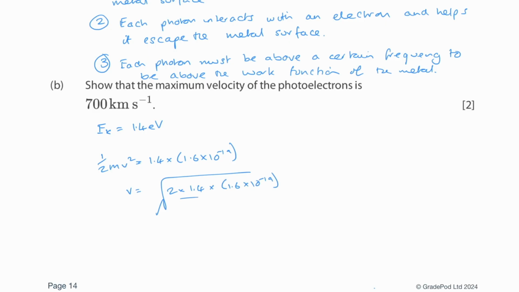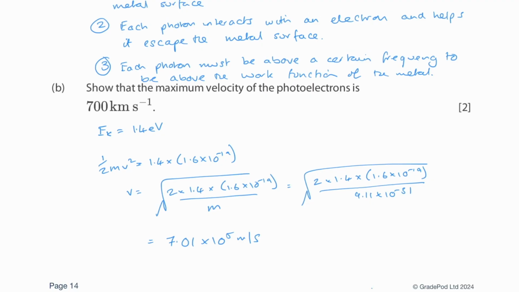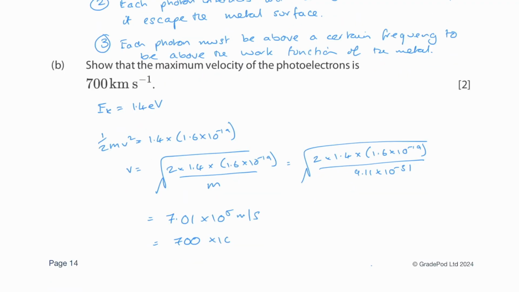Just rearranging this equation now for M. M is the mass of the electron. Popped all of that into my calculator and I've got 7.01 times 10 to the 5 meters per second. And does that seem reasonable? Well, yes, because we want it in kilometers per second. So if we did that, we'd be like 700 times 10 to the 3 meters per second, but that is also 700 kilometers per second.